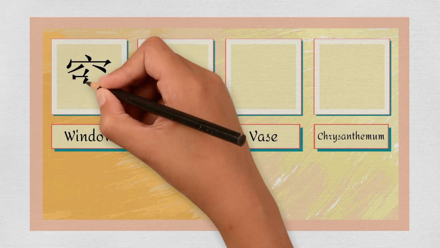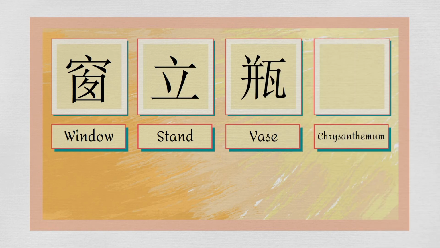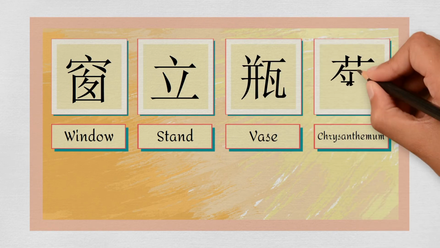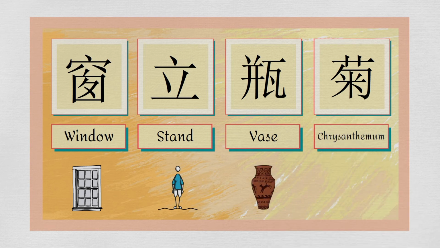Let's compare the regular Chinese characters now. The first character is a window. The second character is standing. The third character is a vase. The fourth character is the chrysanthemum. Vase is a compound structure character. The left-hand side indicates that it is a container, and the right-hand side indicates that its texture is ceramic.